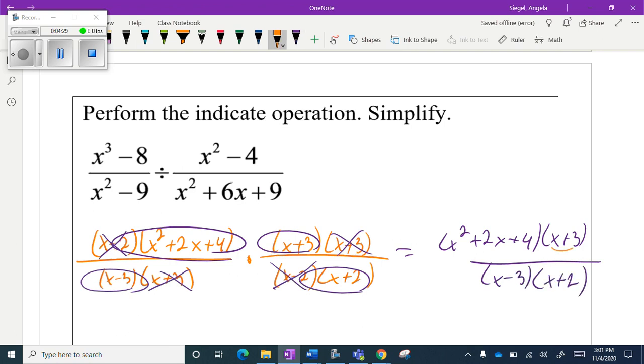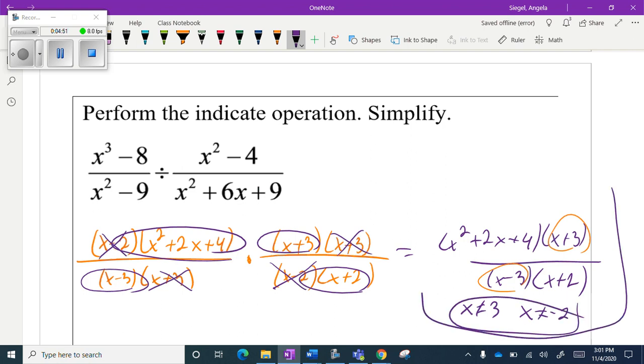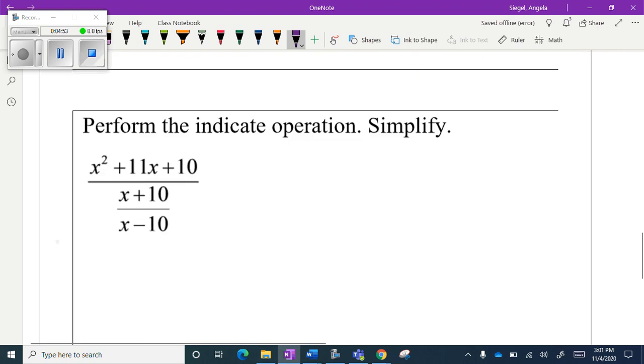So just to point out, these are not opposites. This would have to be negative for that to be opposite, but it's not. If they were opposites, we would cancel out a -1, but it's not. So we're just going to leave it alone. So that is my final answer. So again, include the domain restriction. x cannot equal 3 and x cannot equal -2. And this whole thing is my answer.